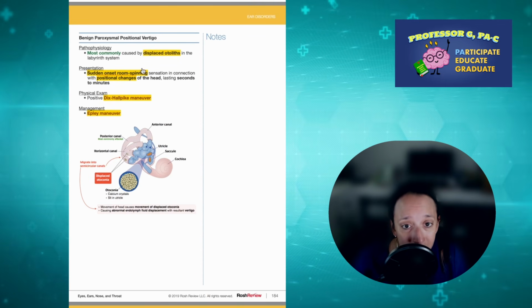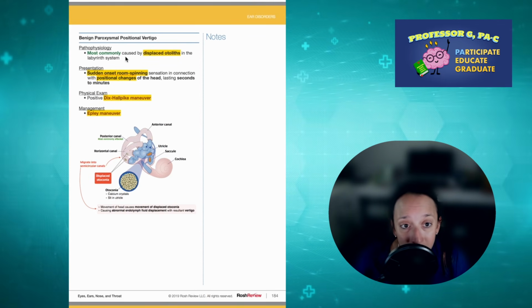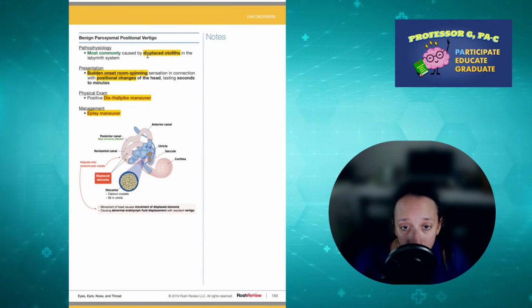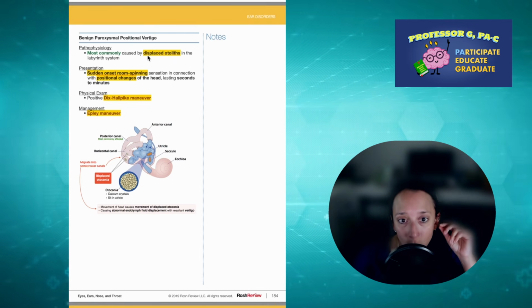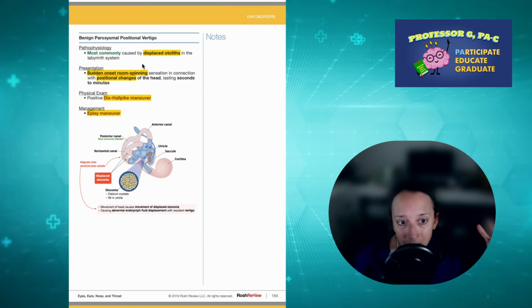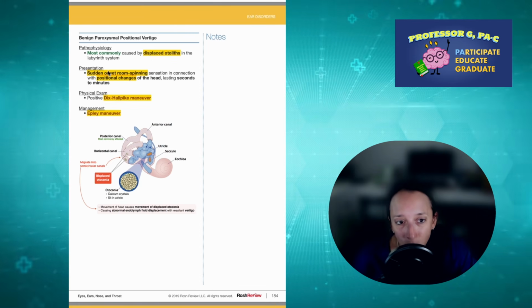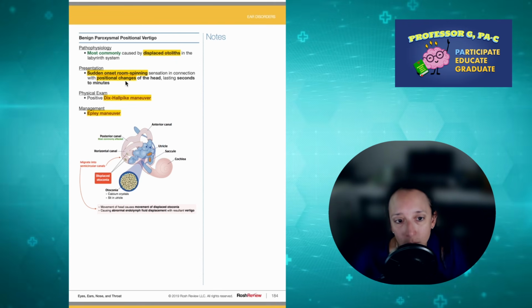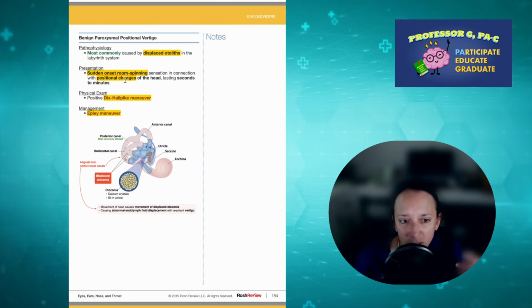BPPV, the most common type of peripheral vertigo that I see, most commonly associated with a displaced otolith. So they've got a little stone within the semicircular canals that gets displaced, and it causes dizziness. Usually get small, short episodes of the room spinning, and it usually happens with changes in the position of the head, and it lasts from seconds to minutes.